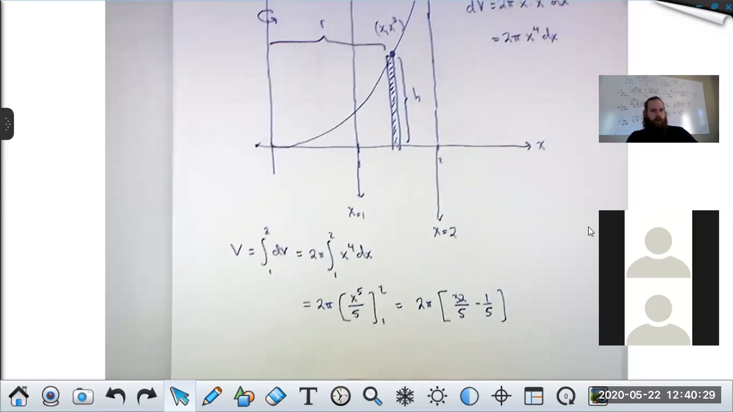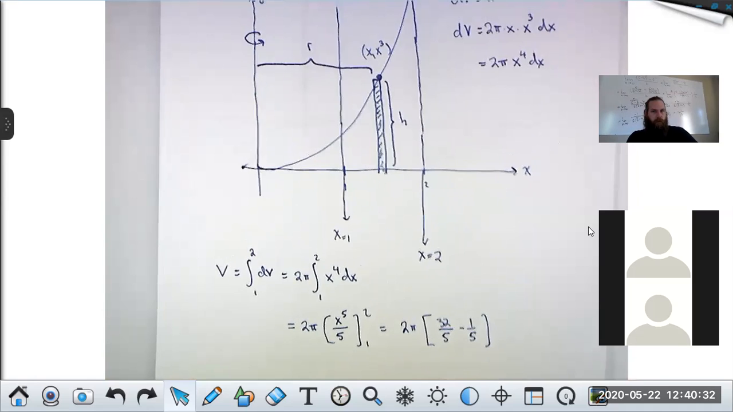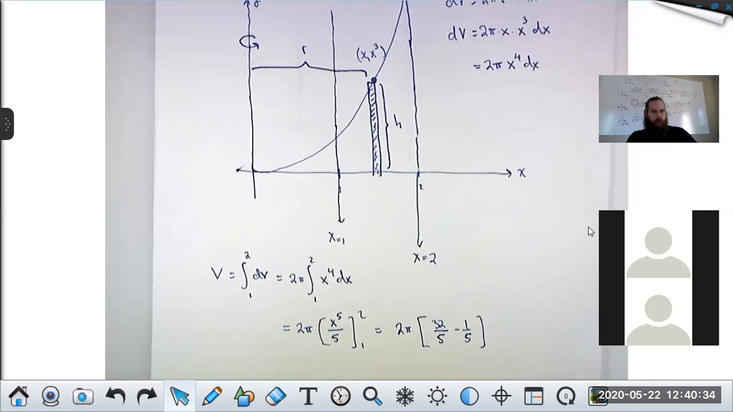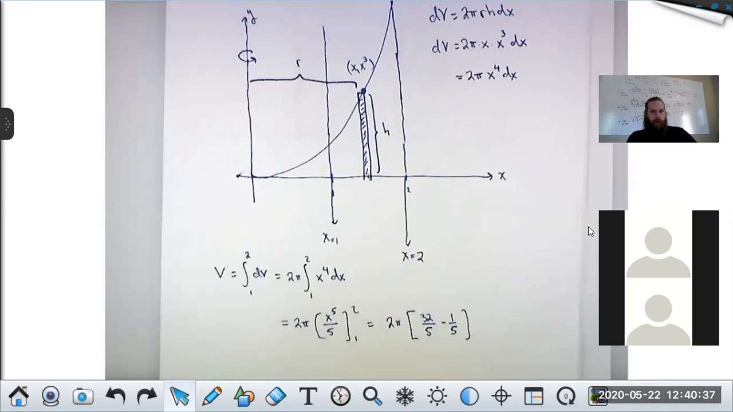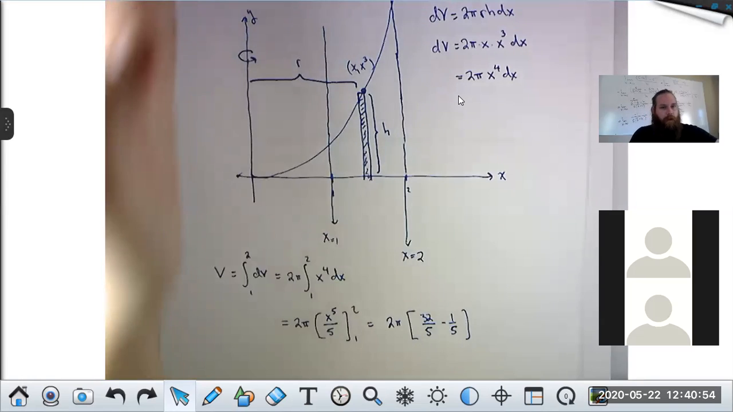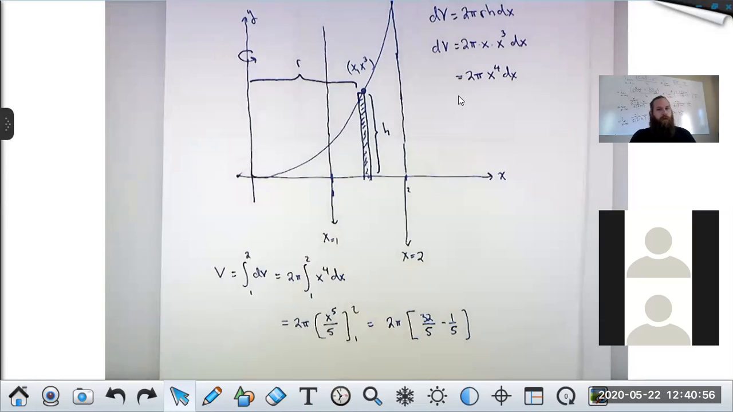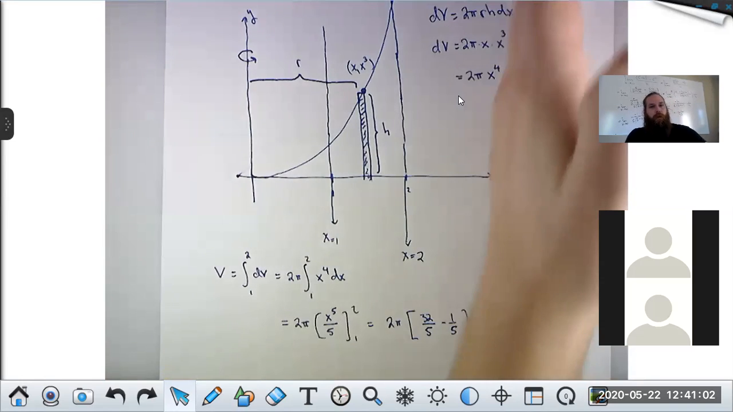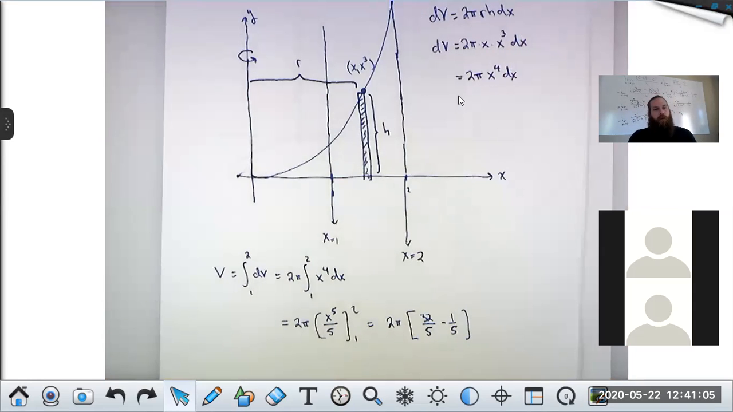Sure. So here, this one is easy enough that we can fit it on the whole page pretty much. Let's back out just a little. There we go. r will not always be x. r in the method of cylindrical shells will always be the distance from the axis of rotation to the strip. If I was revolving around the line x equals -1, then r would be x plus 1. If I was revolving around the vertical line x equals 3, then r would be 3 minus x. So r is always the distance from the strip to the axis of rotation.